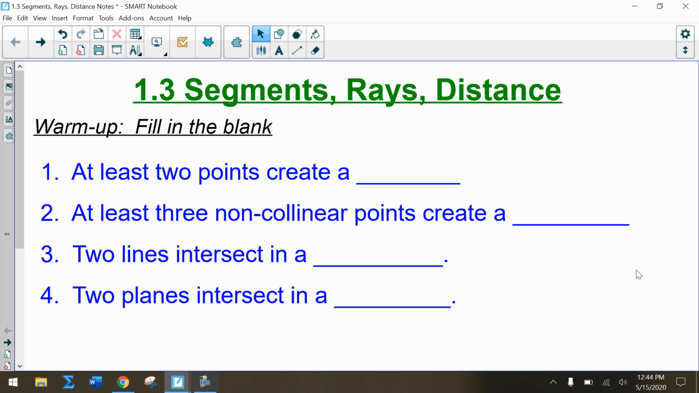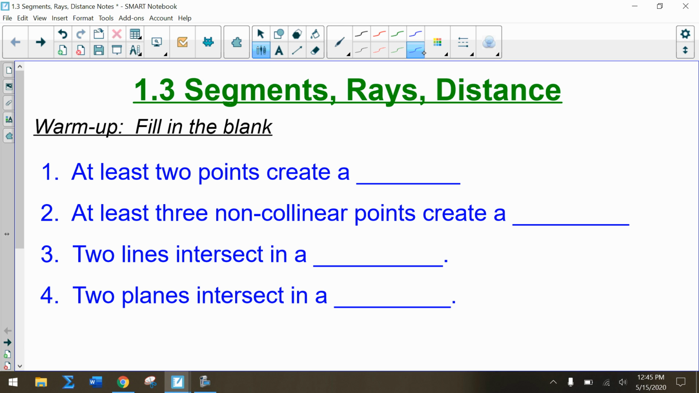So in this video, we're going to be talking about segments, rays, and distance between 2 points. Just to warm up, let's write these down and fill in the blank. Pause the video, write them down, and fill in the blank.